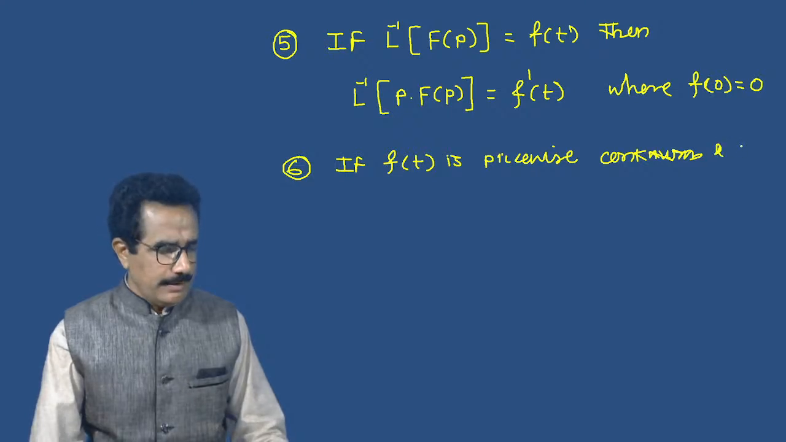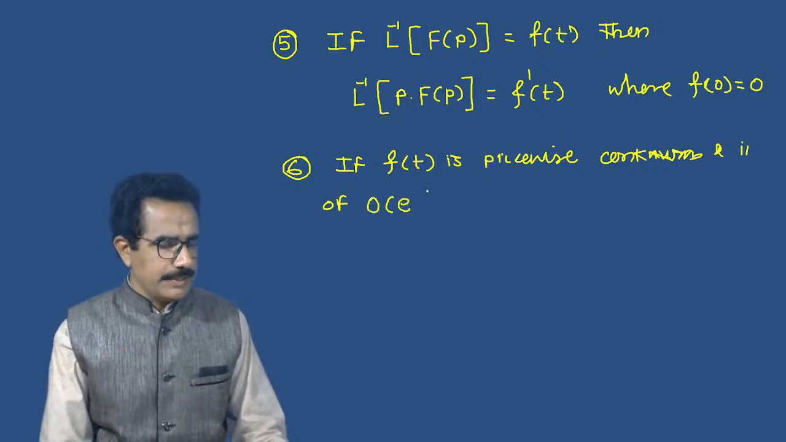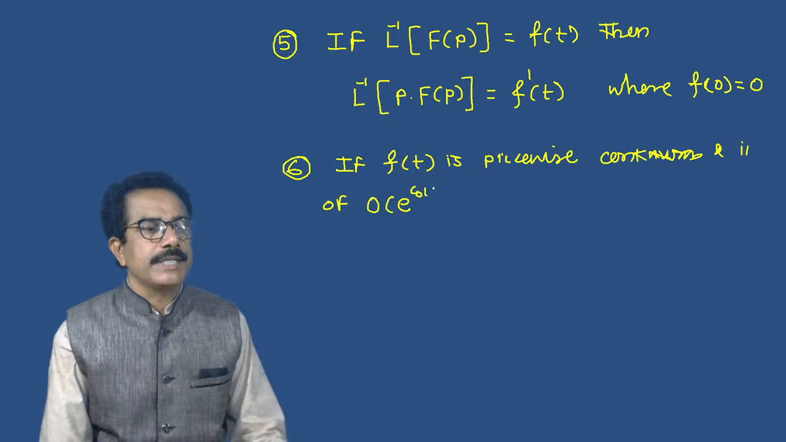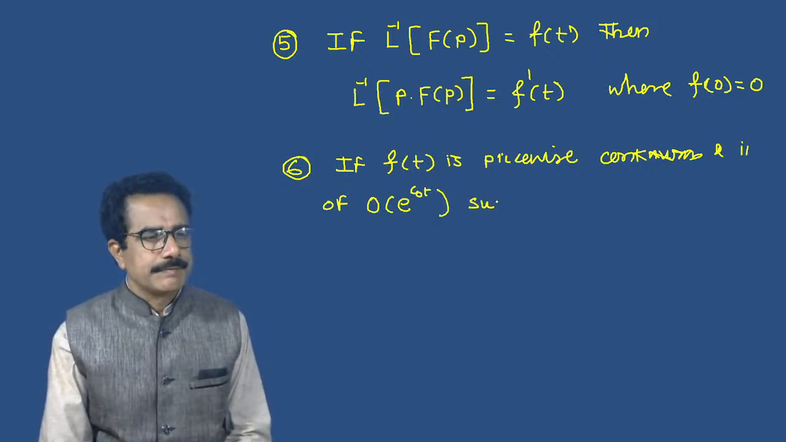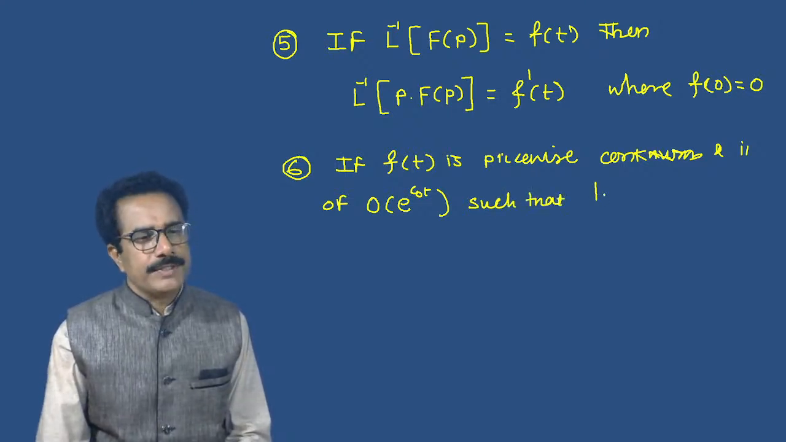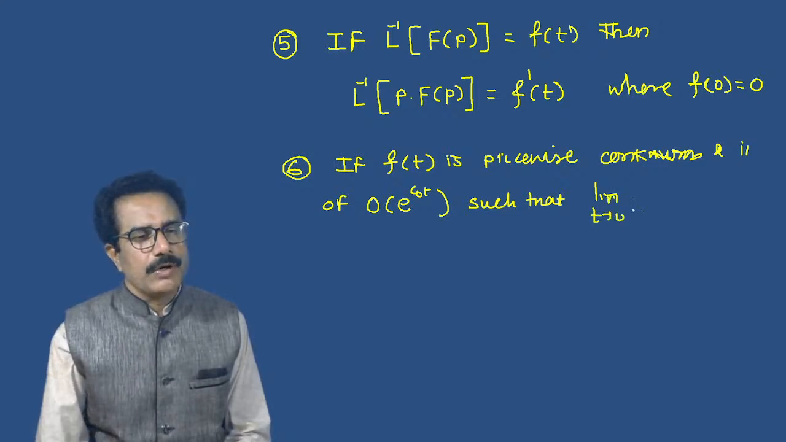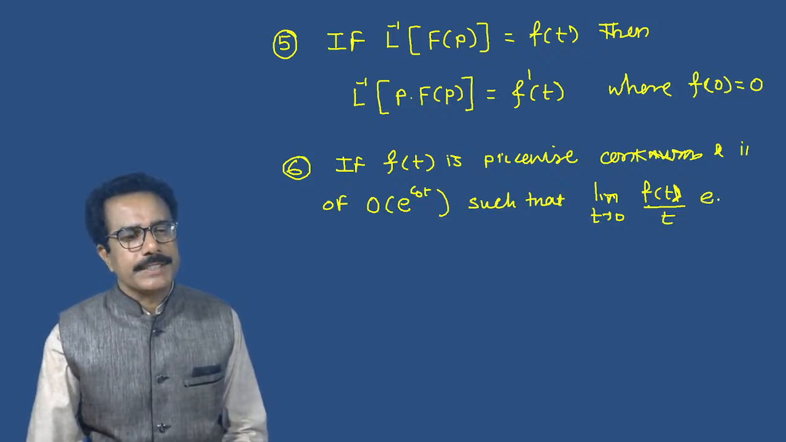and is of exponential order e raised to c naught t. This is a condition for integration series, such that the limit as t tends to 0 of f of t divided by t exists.